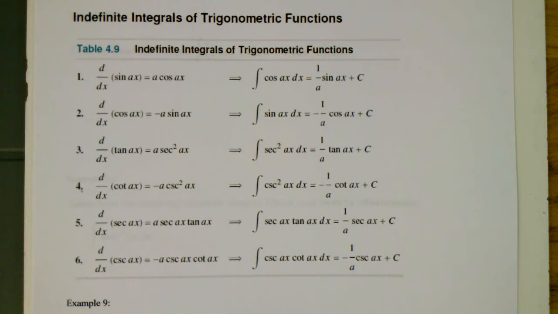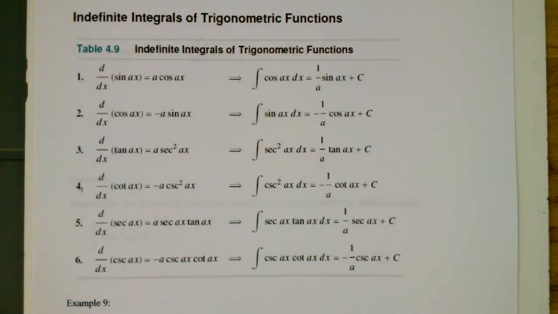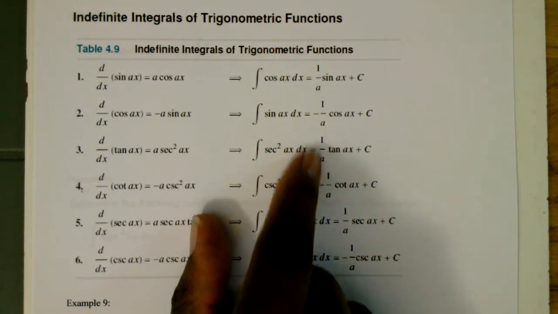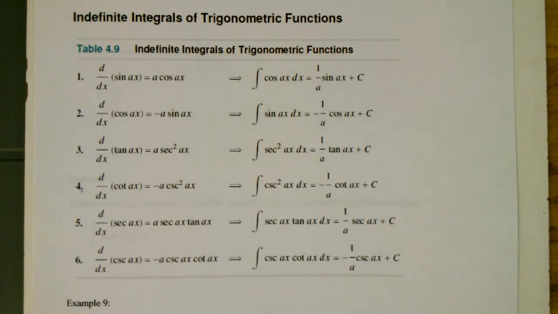And then the derivative of the tangent of ax will be a times the secant squared of ax, because the derivative of the tangent is the secant squared. Now, the integral of the secant squared of ax dx would be 1 over a times the tangent, because the derivative of the tangent is going to be secant squared. So it'll be 1 over a times the tangent of ax plus c.